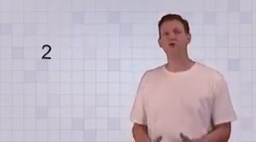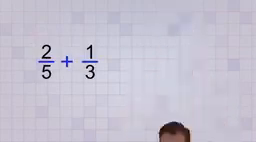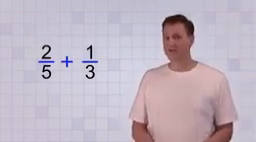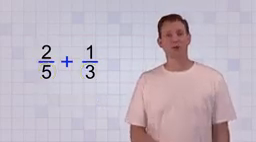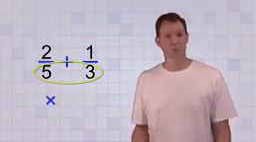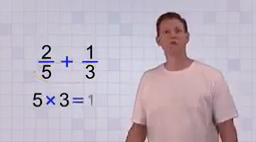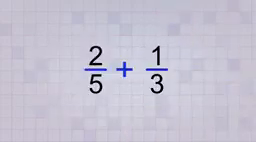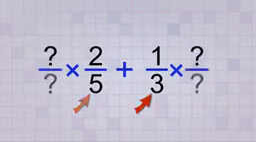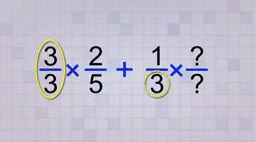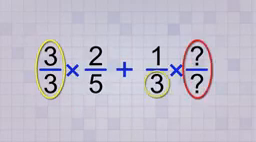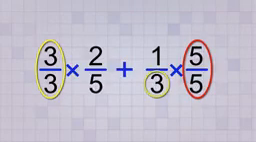Let's add the fractions 2 over 5 and 1 over 3. These are not like fractions because they have different bottom numbers, so we're going to change them. And the common denominator we will use is the product of the bottom numbers. 5 times 3 equals 15. We change them by multiplying each fraction by a whole fraction. The first whole fraction is going to be 3 over 3 because 3 is the second fraction's denominator. And the second whole fraction is going to be 5 over 5 because 5 is the first fraction's denominator.